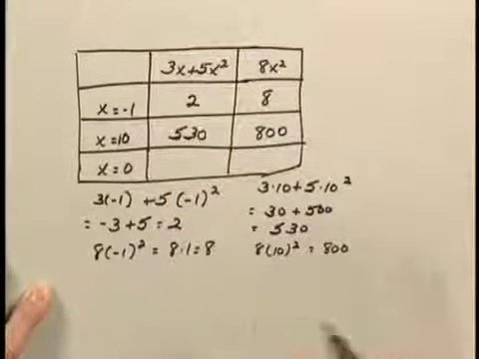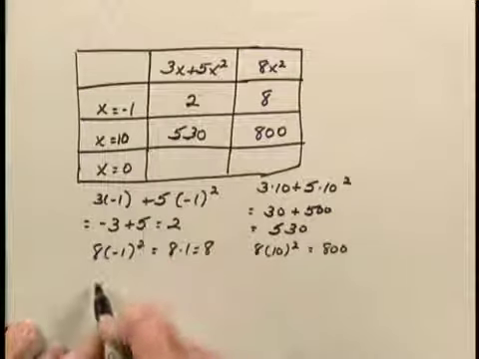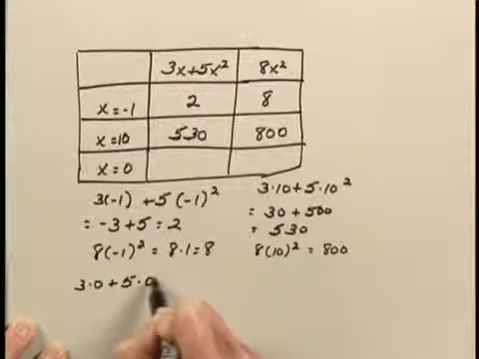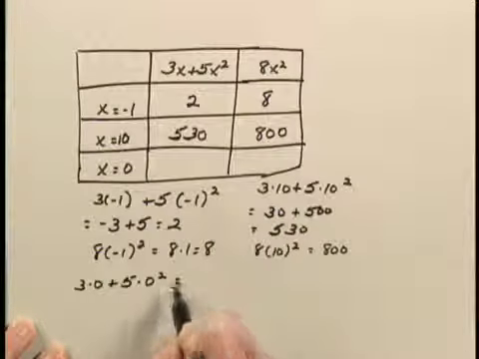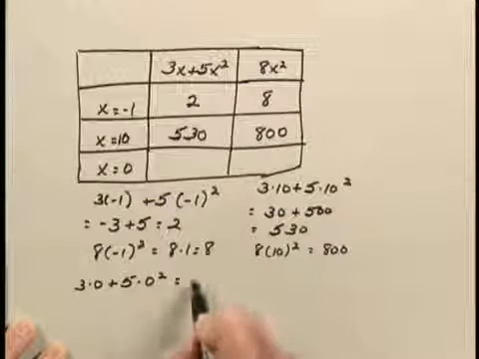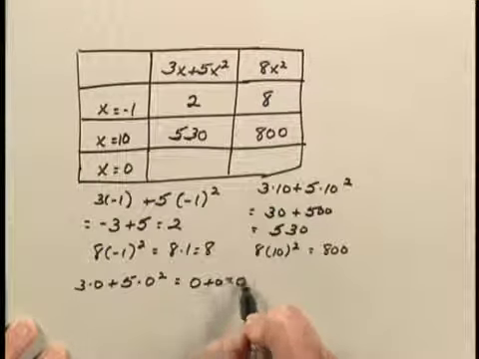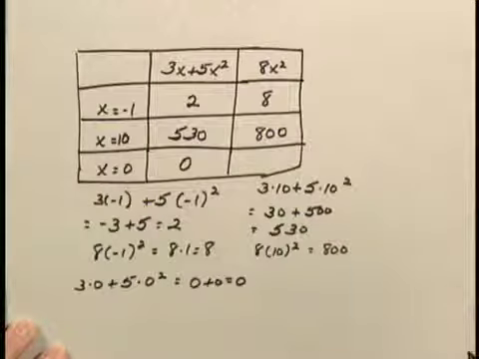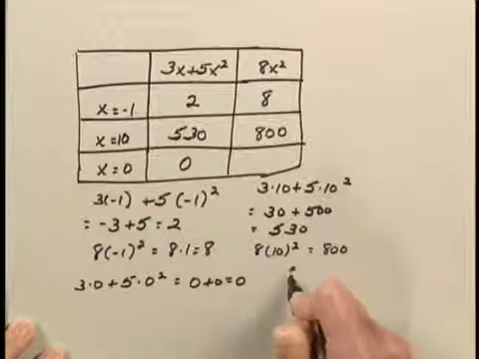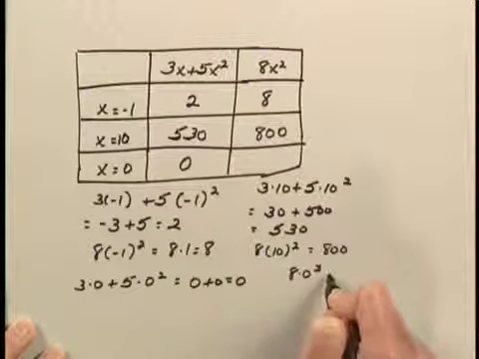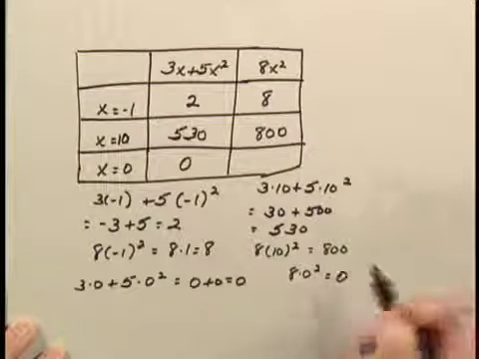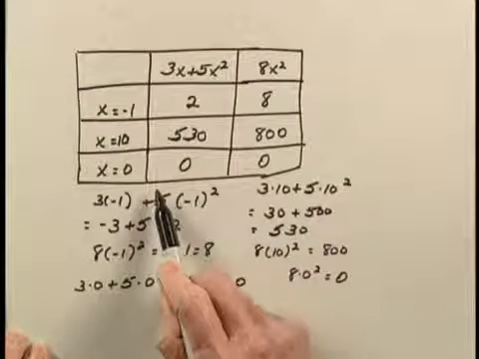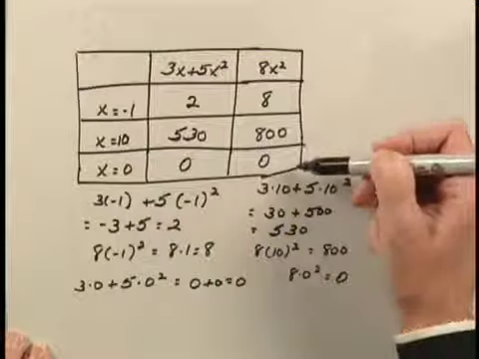And finally, when x is 0, the first expression is 3 times 0 plus 5 times 0 squared. 3 times 0 is 0. 0 squared is 0, and 5 times 0 is 0. So the value of this expression is 0 when x is 0. And finally, 8x squared, when x is 0, I'd have 8 times 0 squared, or 8 times 0, which is also 0.